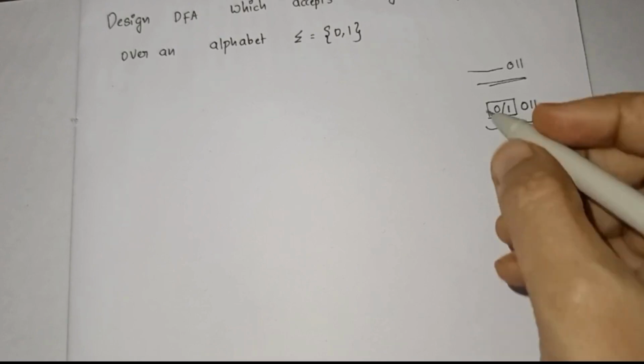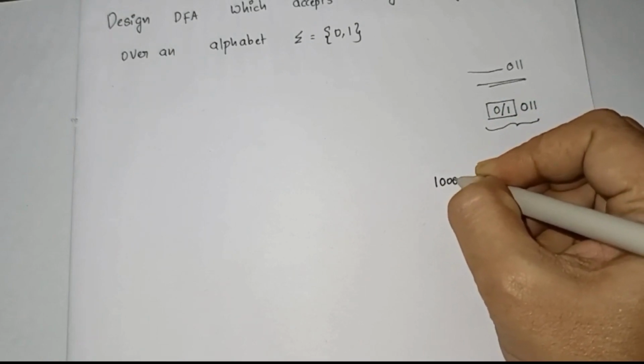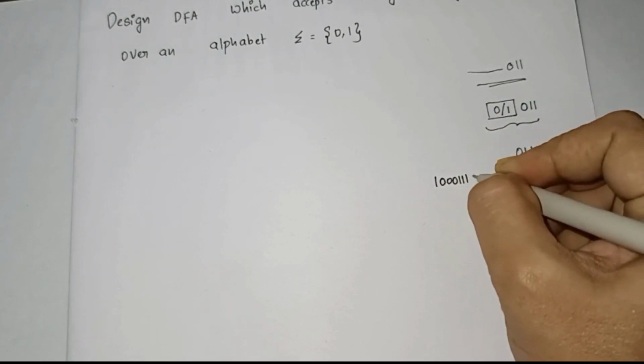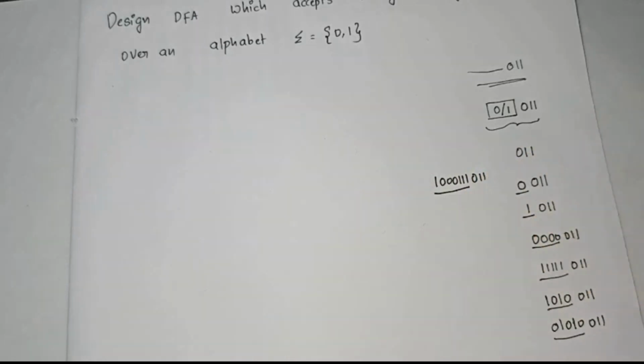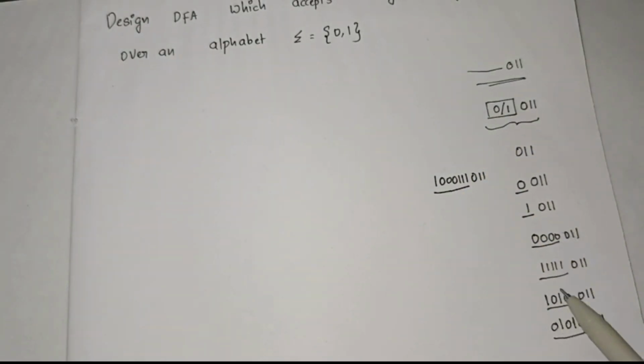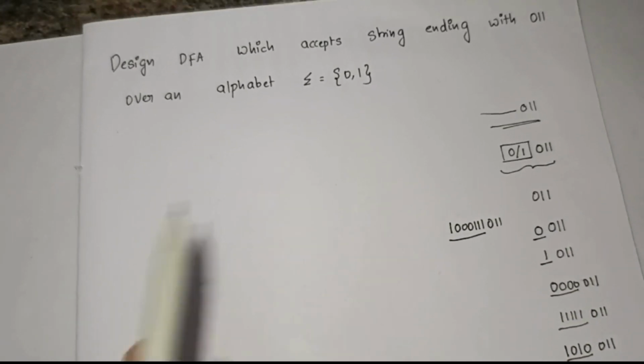We can also have a combination of 1, 0, 0, 0, 1, 1, 1, but the ending should be 0, 1, 1. So before the 0, 1, 1, we can have any number of zeros or ones. That's what our question says.